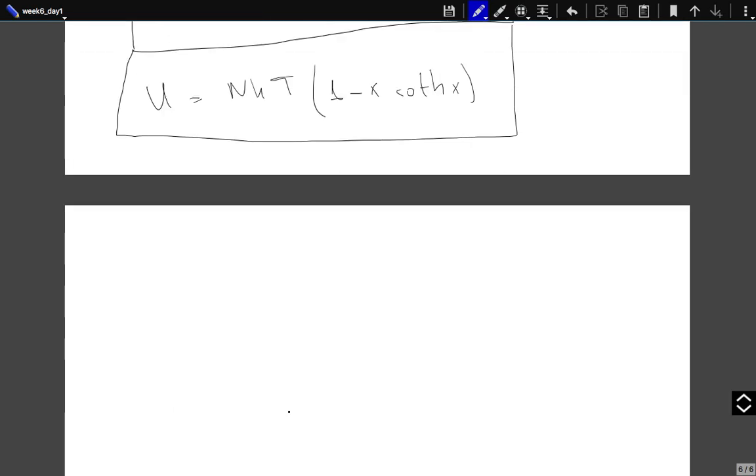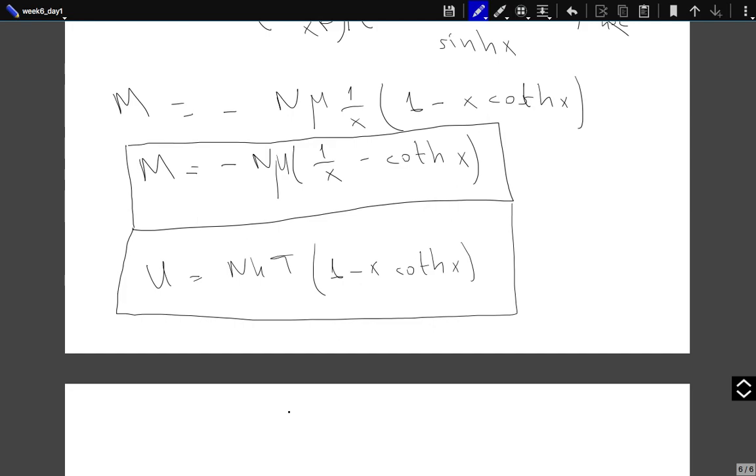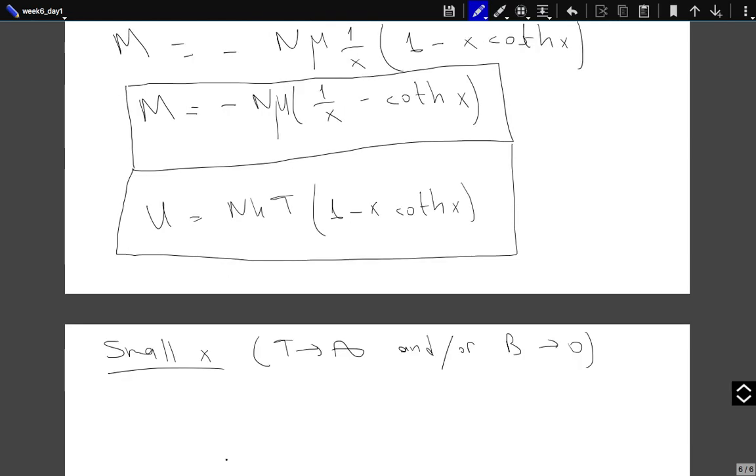Now we can just check the small x and high x behavior of these things. So small x, which corresponds to T goes to infinity, or B goes to 0. Both of these will result in a small x. Now, if you remember, let's look at the cotangent hyperbolic.